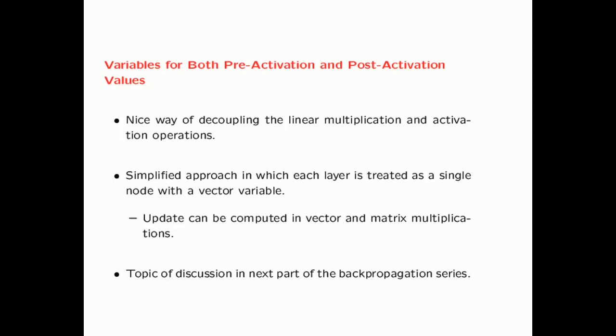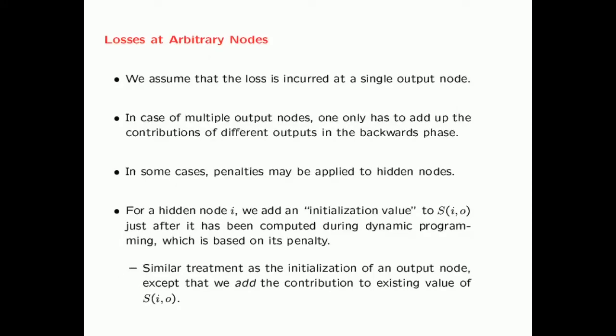So I will mention two other small special cases, changes to backpropagation that you sometimes need. One is that here we assumed a simplification that the loss is incurred at a single output node. In reality, the loss could be incurred at multiple output nodes. In fact, typically it is incurred at multiple output nodes. And in some cases, the penalties may even be applied to hidden nodes. That often happens where you are using regularization. So in the case of multiple output nodes, it is quite simple. One just has to add up the contribution of the different outputs in the backward phase.